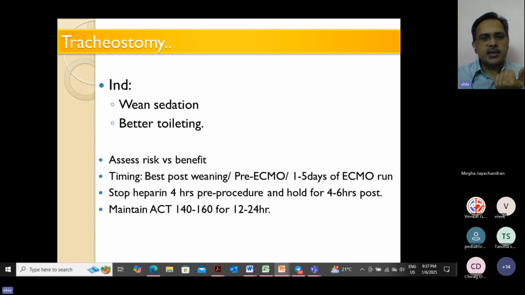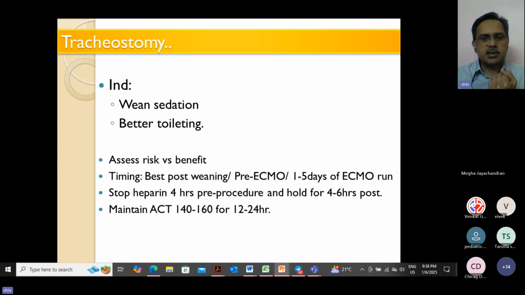It is done to wean sedation and for better toileting. Again, the best time to do it would be in the first few days of ECMO run or post weaning of ECMO if possible. Really, there is no benefit in doing tracheostomy if the lungs are not improving. It should not be just based on the number of days of mechanical ventilator support.